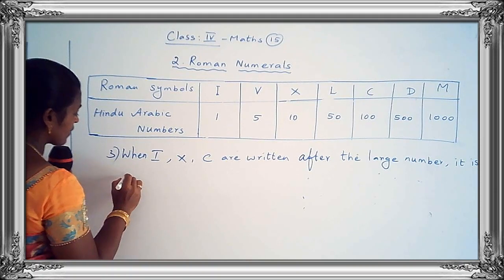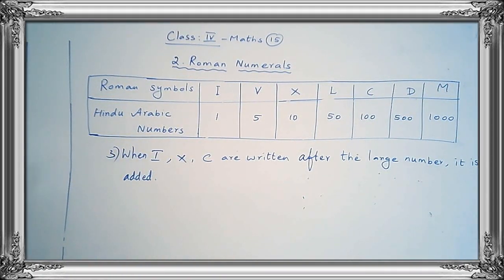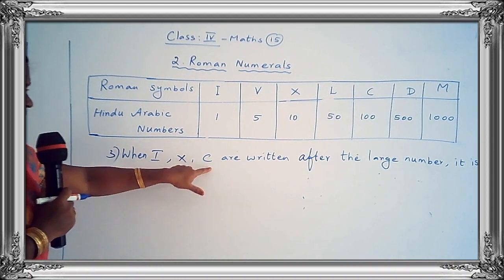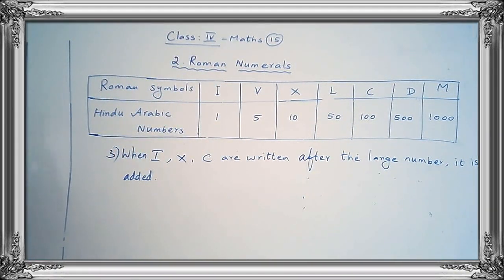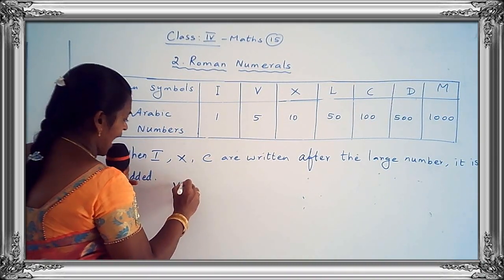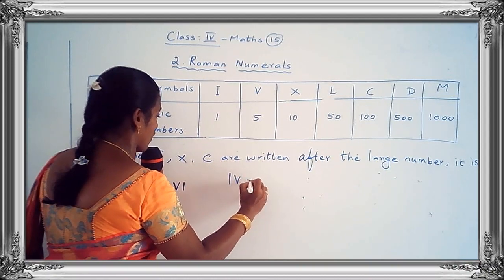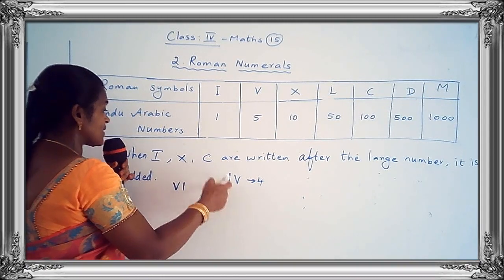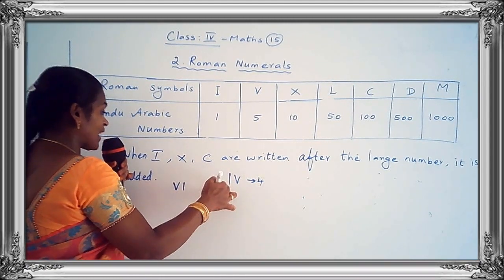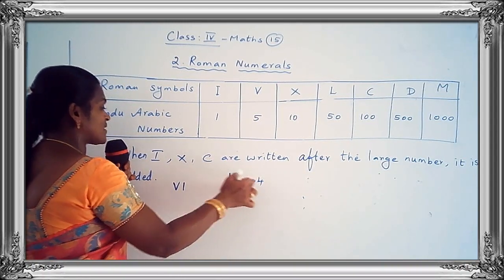It is to be added. This is the third rule. When I, X, C are written after the large number, it is to be added. For example, IV stands for 4. In the second rule, I is written before the large number, that's why it is to be subtracted. So V minus I is equal to 4.